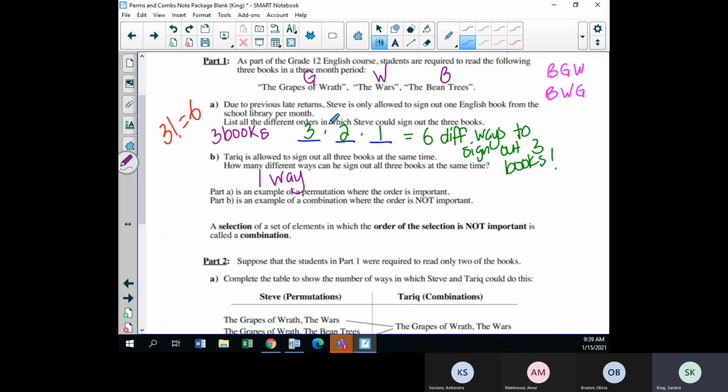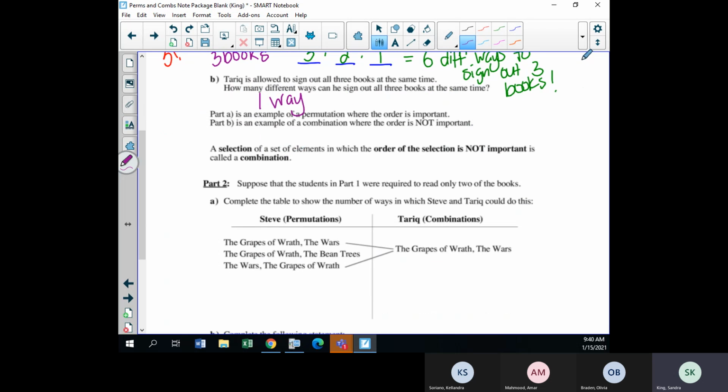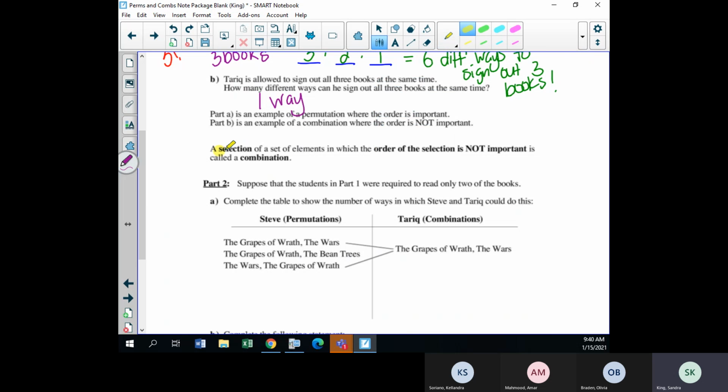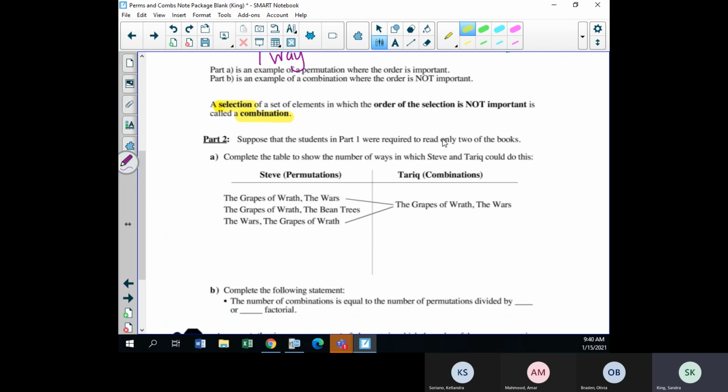Whereas this guy, the order matters. So Steve's problem would be a permutation. Tariq's problem would be a combination. So when we see the word selection, so if you were asked to select, that is going to be a combination. So how many different ways can we select something? It's going to be a combination. If you see the word arrange, it's going to be a permutation.